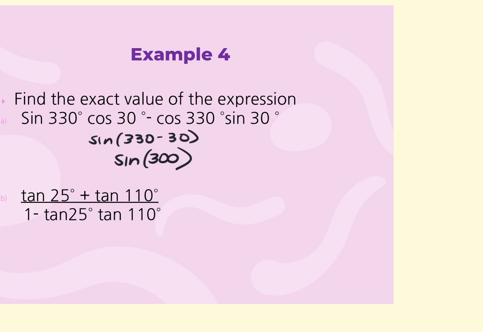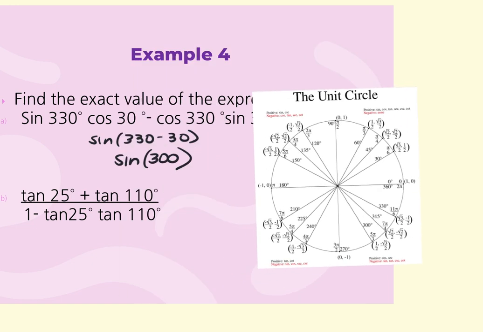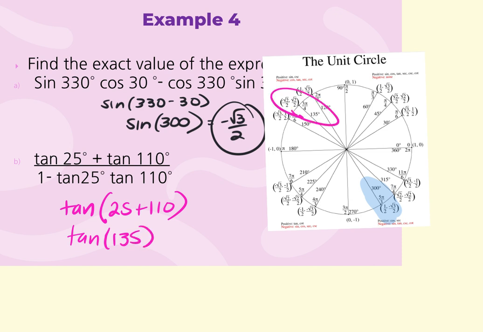And because you'll have your unit circle already filled in because you're smart and you'll have figured it out, you literally just go to your unit circle, you find 300, and you find the sine of it, which is negative root 3 over 2. B, again, we know it's tangent, but do we match the sign in the top or the bottom? Top, so 25 plus 110, and I do tan of 135. And I go to my 135, and it's an over 4, so my tangent's going to be 1, but it's in the second quadrant, so it's going to be negative 1.